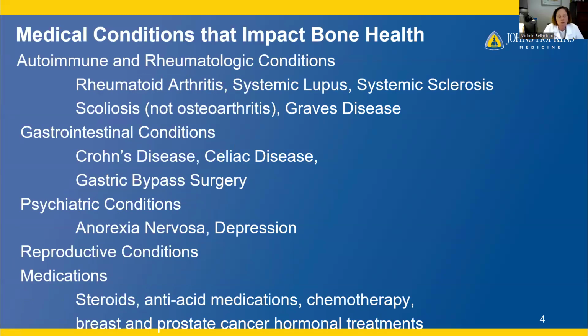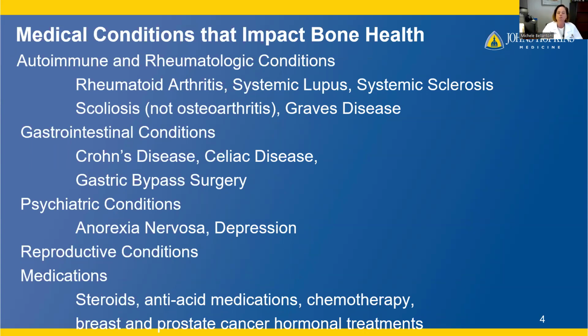But there are medical conditions that impact our bone health that we have to be aware of. The most significant ones I've listed in this slide, so I group them into types of conditions. First, autoimmune or rheumatologic conditions. I want to make a point, though, that our garden variety arthritis with aging, osteoarthritis, the wear and tear on the joints, is not associated with thinning of the bone itself and fractures and osteoporosis.